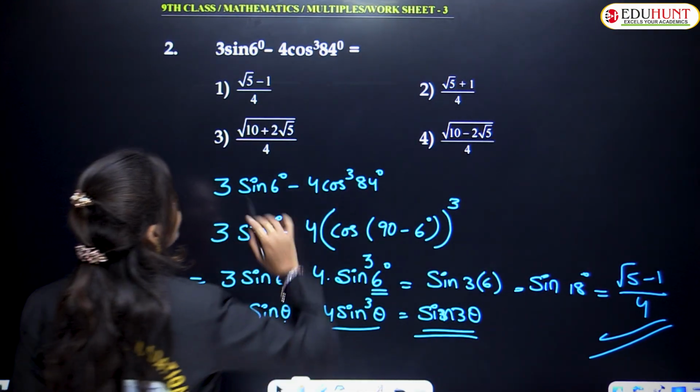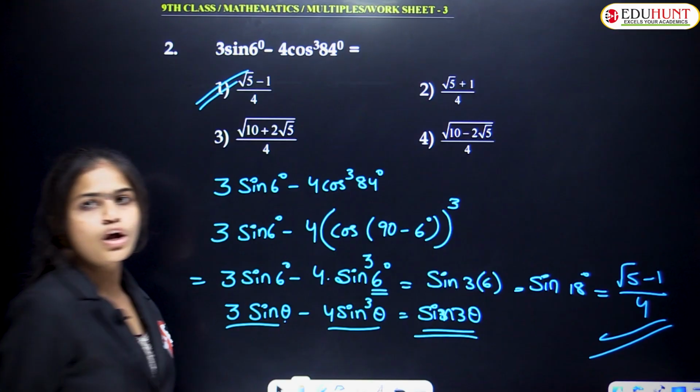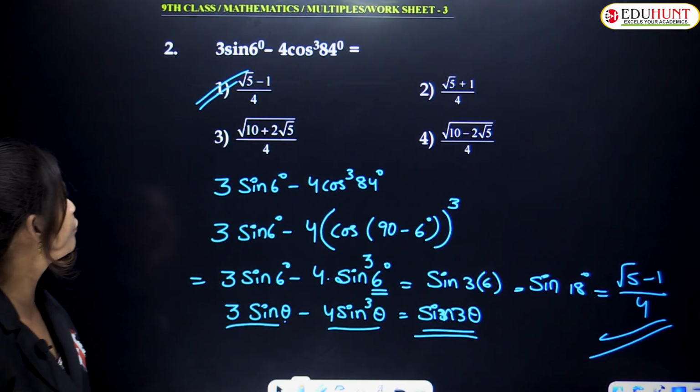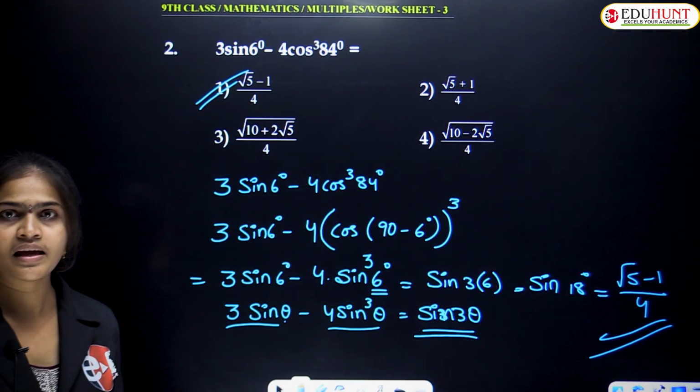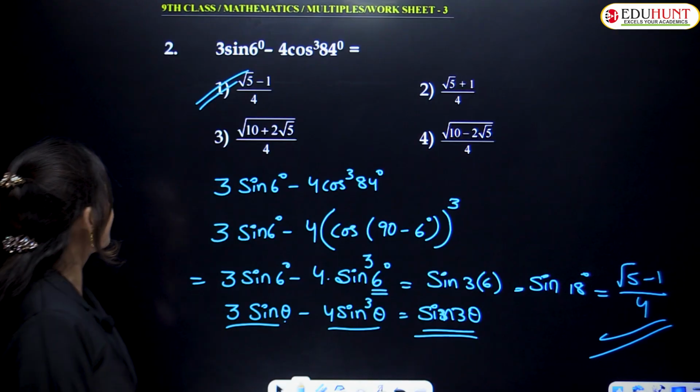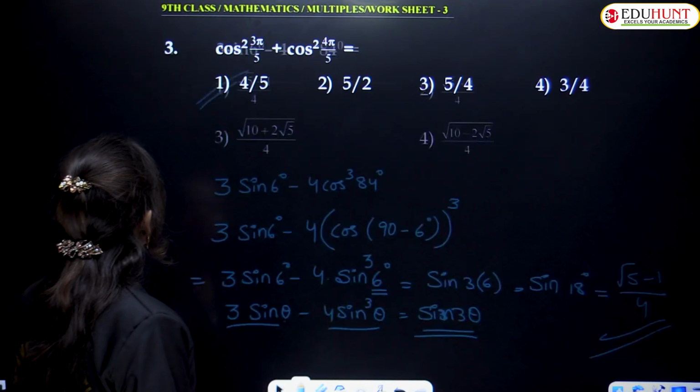Okay. So which option is correct? Yes. Option 1 is correct. Root 5 minus 1 by 4. Am I clear, children? Yes. So let us see the next question.